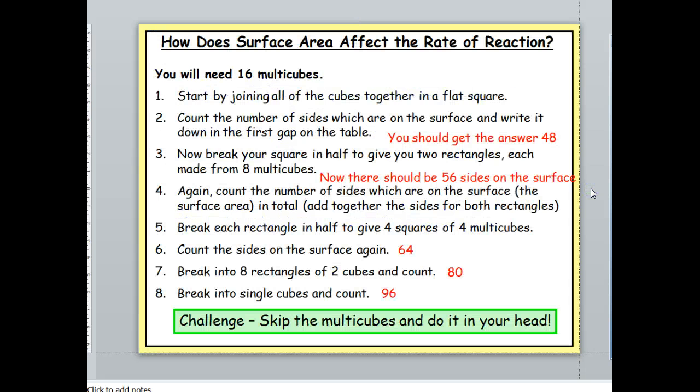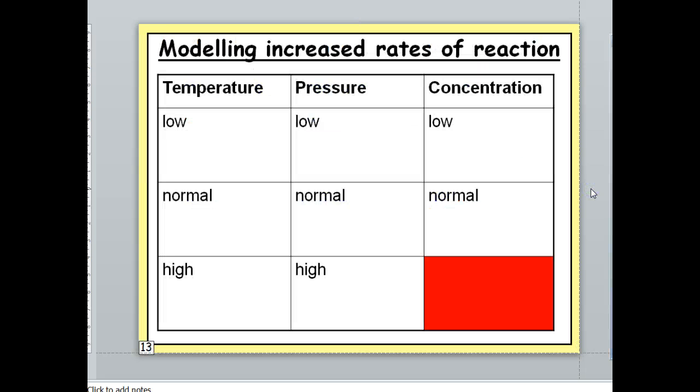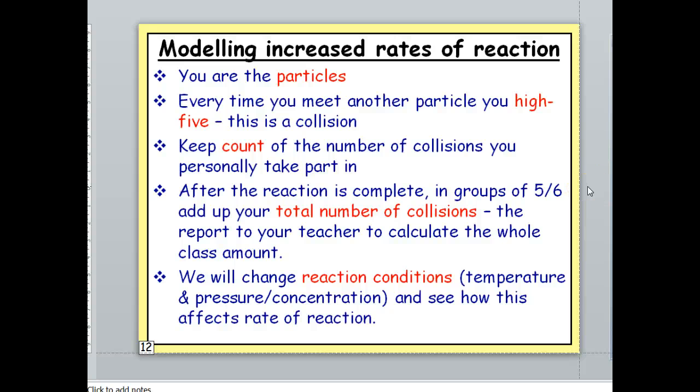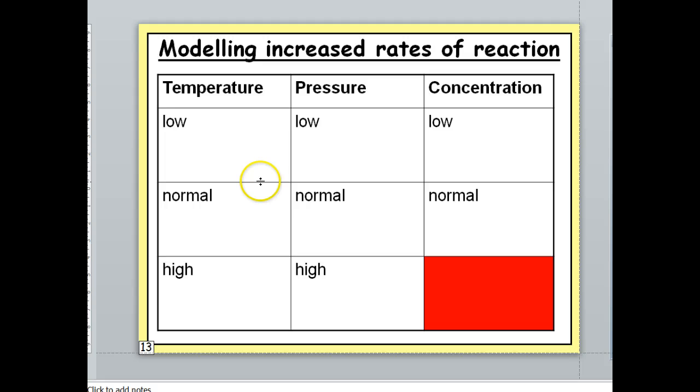So the last activity we hopefully had time to do was this modelling. So you are all the particles, and we move around in the room, and every time you pass another particle, you high-five them. So pass another student, you high-five them, and you kept count of how many collisions you had, and then we added them all up. We changed all the different reaction conditions to have a look at how that changes our rate of reaction.